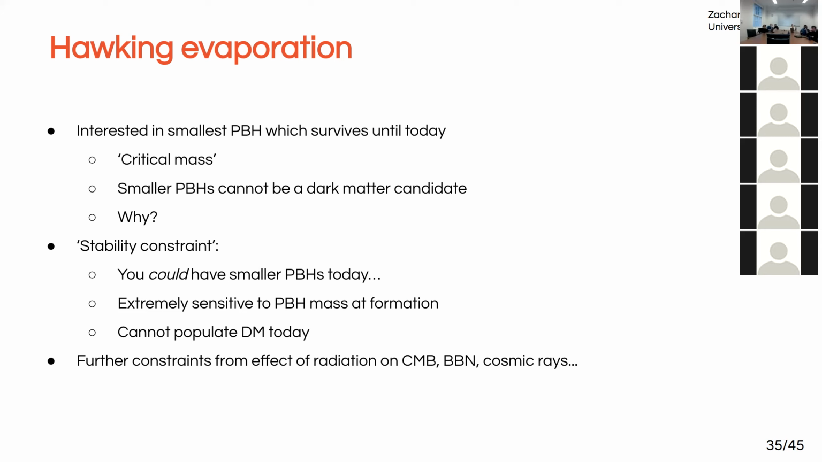In particular, I'm interested in, again, the smallest primordial black hole which survives until today, which I'll call the critical mass black hole. And I already described this constraint a little bit, which is essentially you just can't populate dark matter today with black holes smaller than this, because you have such a sensitivity to that initial condition, this actual value of the critical mass. A tiny bit above, and you just end up with all black holes of the critical mass, and a tiny bit below, they just decay way too early. And of course, there's further effects from the CMB, from the BBN, but we can investigate this critical mass and see what that tells us before we do anything more complicated.